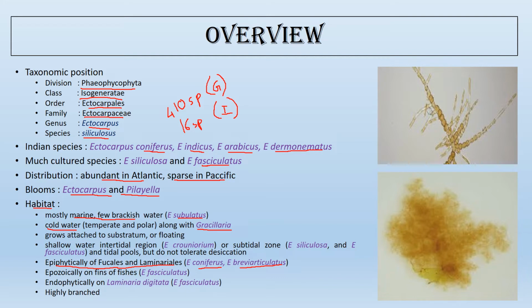So they are found attached to the rocky substratum or the substratum on the reef, and also epiphytically on Fucus and Laminaria. They can also grow epizoically on the fins of fishes. That is, on the surface of animals, on the fin of fishes, we can find Ectocarpus fasciculatus. The same species can grow endophytically, that is inside the tissue of Laminaria digitata. So this is the habitat of Ectocarpus.